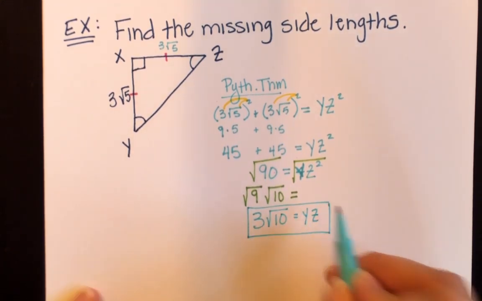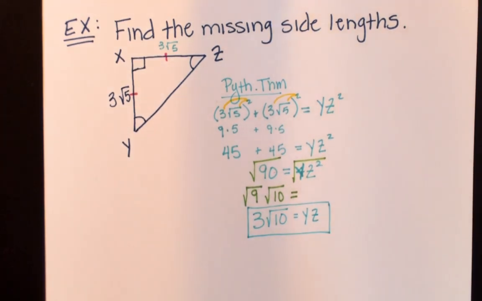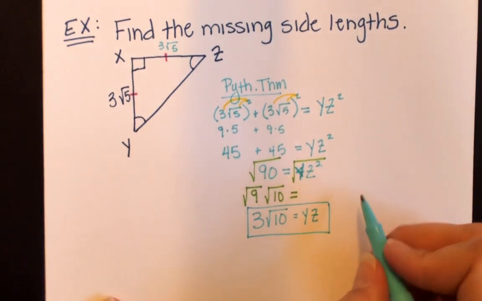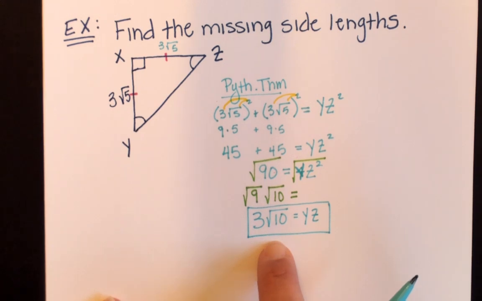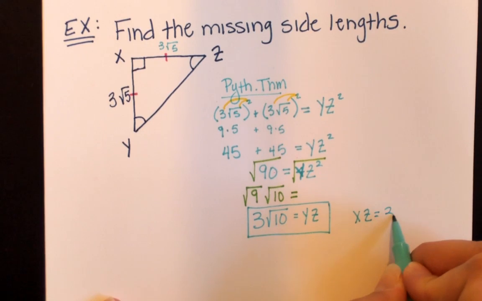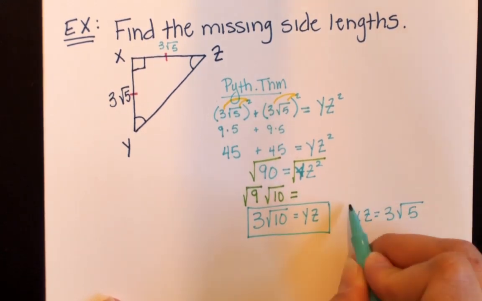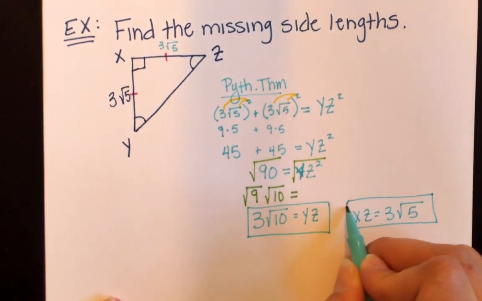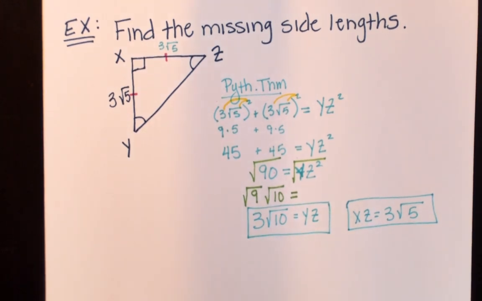So when we are going to answer this, especially in the no reassignment, not only are we going to be asked to do 3 radical 10, but don't forget that you are going to be asked to also state what that other segment is.